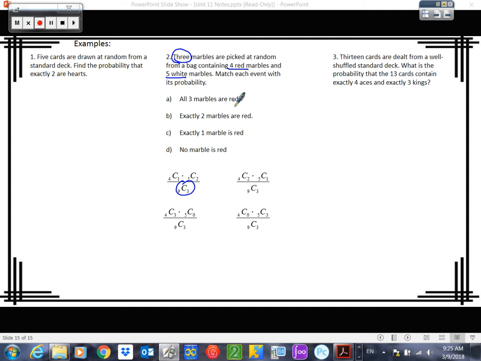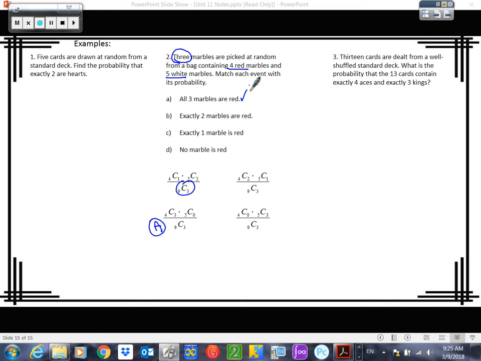So I need 3 marbles that are red, so I'm going to look and see. So this would be it, right? I have 4 red marbles and I want 3 of them. I have 5 white marbles and I don't want any of them. So this is a place marker. Some of you intuitively know that that's just going to give us a 1. And that's okay, but it's a place marker. It tells us that I didn't want any of the white ones. So this would be A, because that's all 3 marbles are red.